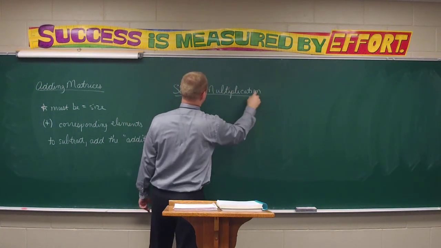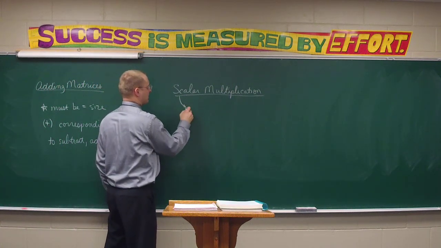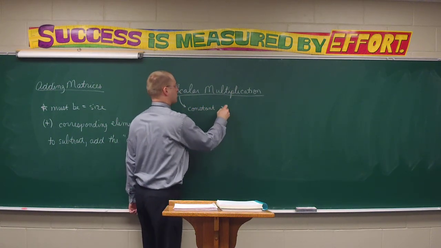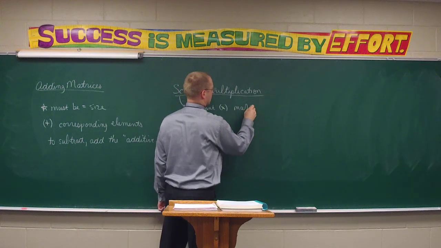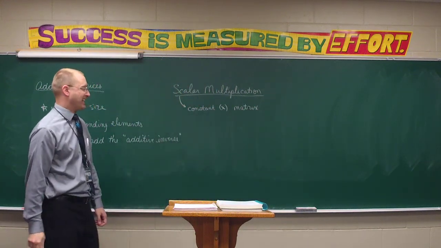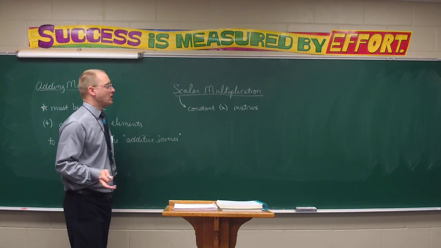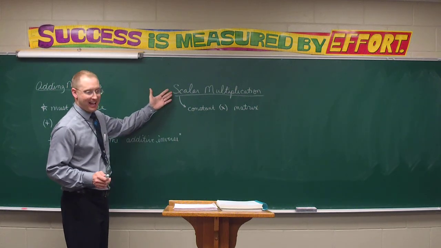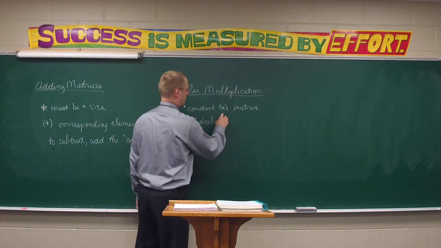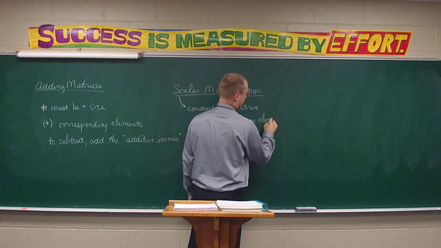Scalar multiplication. It sounds weird and hard. A scalar is simply a single constant that is multiplied by a matrix. A scalar is the name for a constant that is multiplied by a matrix. Well, to multiply by the scalar, you simply distribute to every element. Distribute to every element.